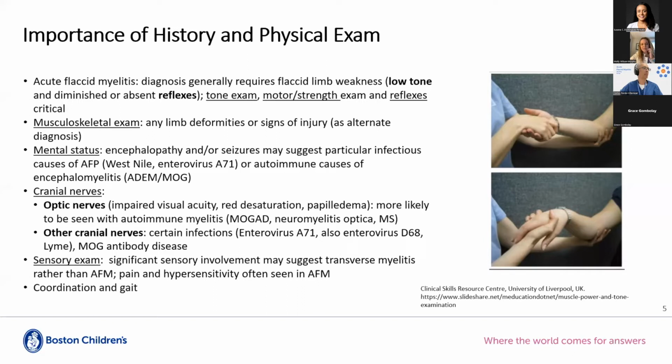The sensory exam, as Dr. Otten said, significant sensory involvement may suggest transverse myelitis as an alternate diagnosis rather than AFM, but pain and hypersensitivity can often be seen in AFM and can be a significant proportion of the patient's complaints. Coordination and gait are important to assess. Arm weakness is more often involved than leg weakness. If there is leg weakness, you can have gait difficulties, but if you have discoordination or ataxia, that would often suggest an alternate diagnosis.